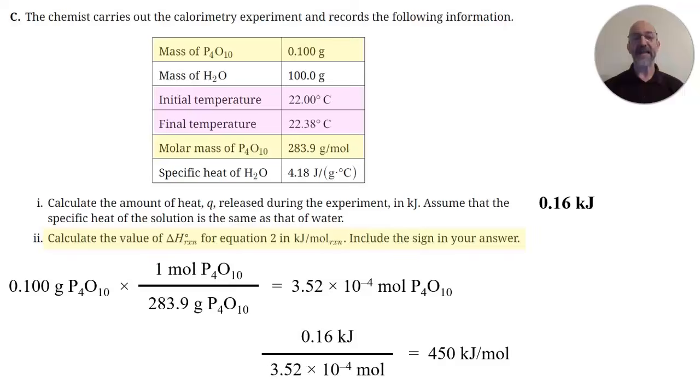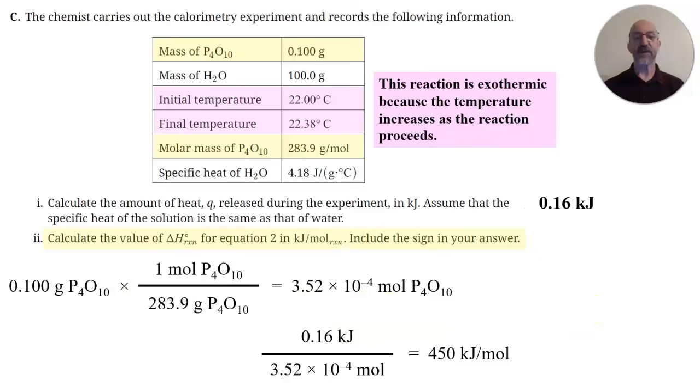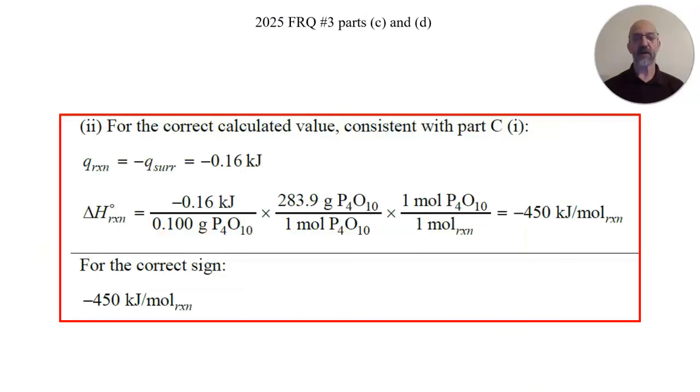So we are looking at an exothermic reaction. If the temperature of the reaction mixture increases, then thermal energy is released and the process is exothermic. So yes, this reaction is exothermic because the temperature increases as the reaction proceeds. So the correct answer for the delta H should be negative 450 kilojoules per mole. I will show you the official scoring guidelines for this part of the question. You can see there is the Q, the 0.16 kilojoules, and they're showing a negative sign because it's exothermic. And then there's their calculated value, negative 450 kilojoules per mole of reaction.